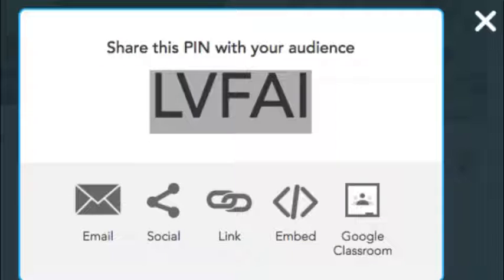I am going to give a much better intro to the subplan today shortly, but there was a slight change that I had to make on that. So what I'd like our substitute teacher to do right now is to please go ahead and write the following code in all caps on the whiteboard so that way everyone can see it. It's LVFA and then I. So LVFAI. This is the code that students are going to be using for Nearpod.